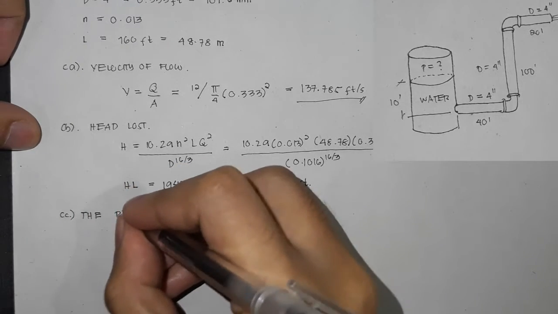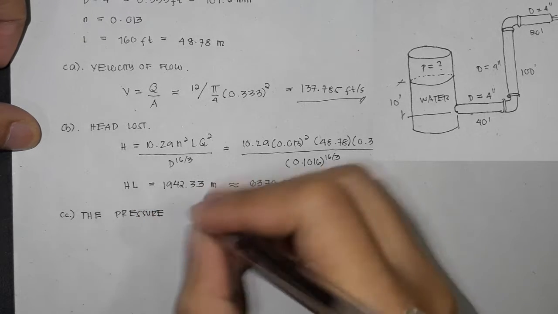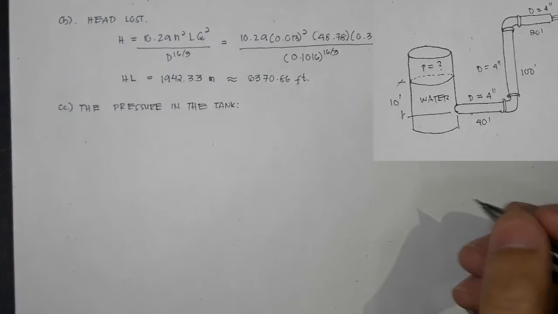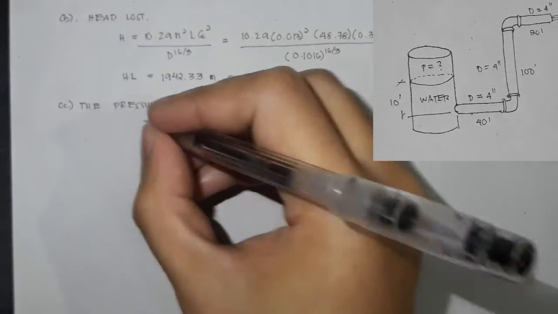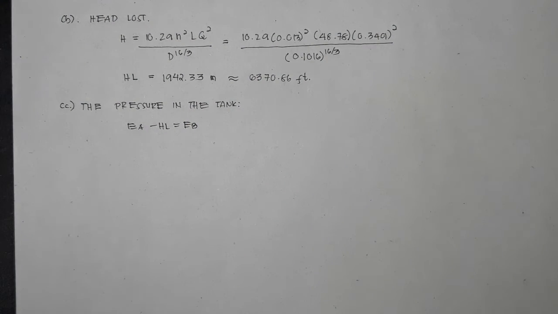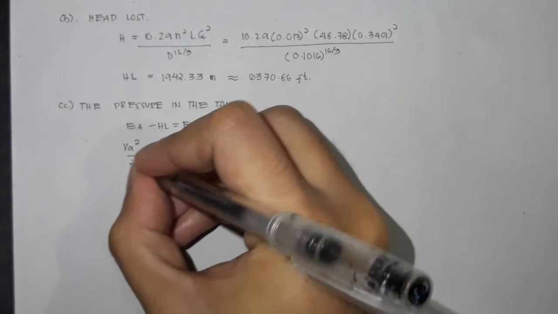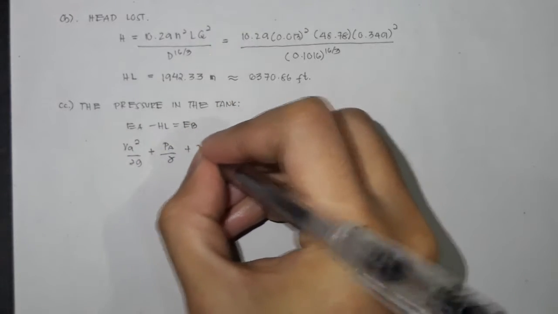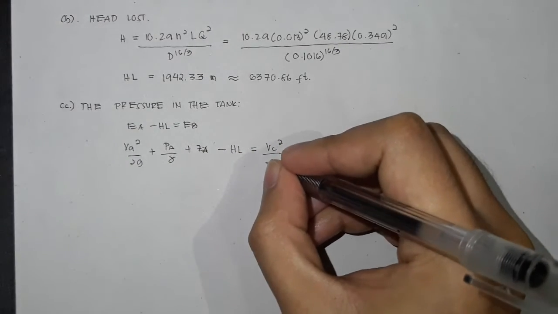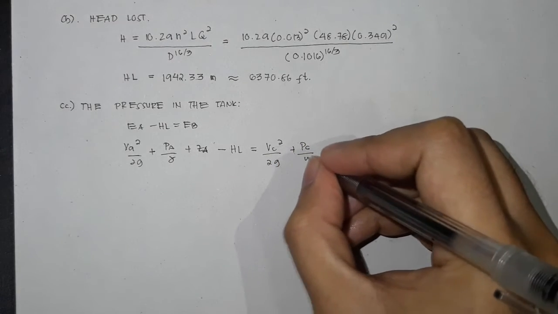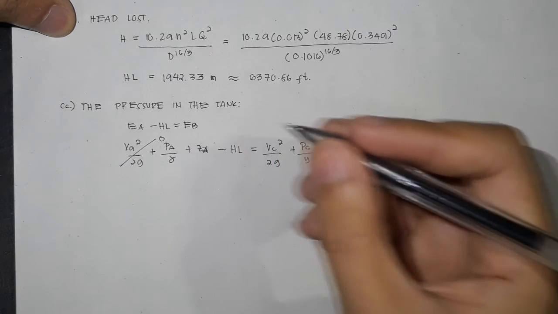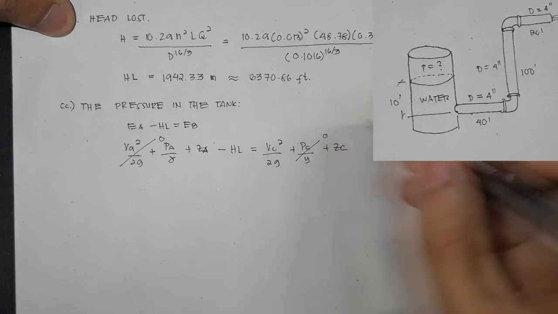The third thing we need to determine is the pressure above the water surface at the elevation head of 10 feet. The formula we are going to use for this is the energy equation at point A minus the head loss equal to the energy equation at point B or C. The energy equation at point A is the velocity head plus the pressure head plus the elevation head of A, minus the head loss, equal to the velocity head at C plus the pressure head of C plus the elevation head of C. Since it is located at the top, the velocity of the water will be assumed as zero because it is negligible. We would also assume that the pressure head of C is equal to zero.